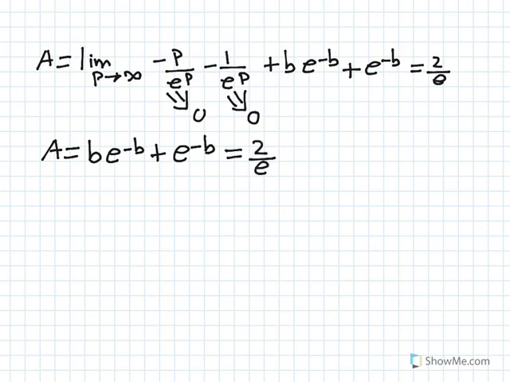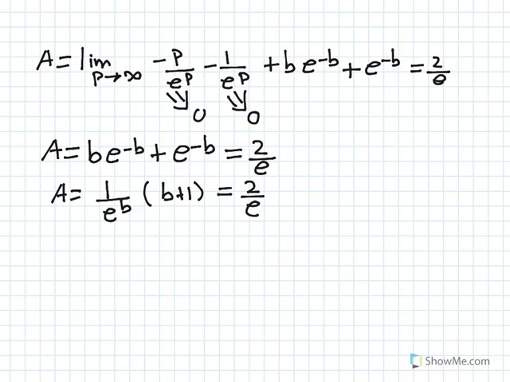Now I'm going to simplify this a little bit. Let's factor out e to the minus b and write it as 1 over e to the b times b plus 1 is equal to 2 over e. Now we can't use algebra to solve the above equation. So we have to be a little bit crafty about this. We're going to guess by inspection. And usually the questions have been constructed such that it's easily guessable. Otherwise, you have to use a computer to solve it.